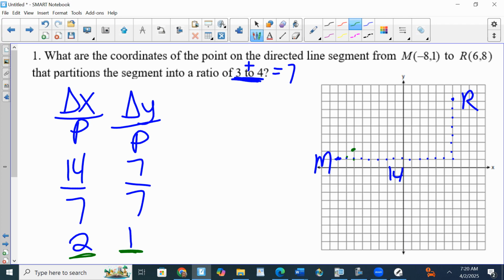2 over, 1 up, repeated, and I should end at the other point. I'm starting at M, so M is 0. This is 1, 2, 3, 4, 5, 6, 7. The answer is the first number in the ratio. If it's a ratio of 3 to 4, I'm looking for 3. The coordinates at that point are negative 2, negative 1, 2, 3, negative 2, positive 4.